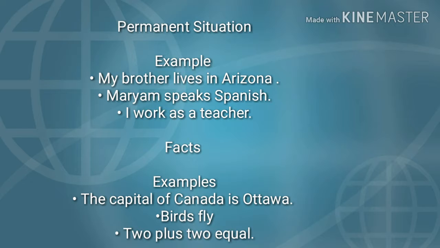Now the third use of present simple tense is about facts. That is more permanent, more truth. Now let's consider the examples. The capital of Canada is Ottawa. If we look at what the world is thinking, that becomes the fact which is true. The capital of Canada is Ottawa, that is a fact, and the whole world looks at Canada's capital as Ottawa. So this is the fact.